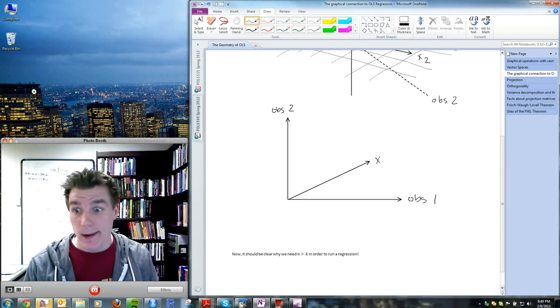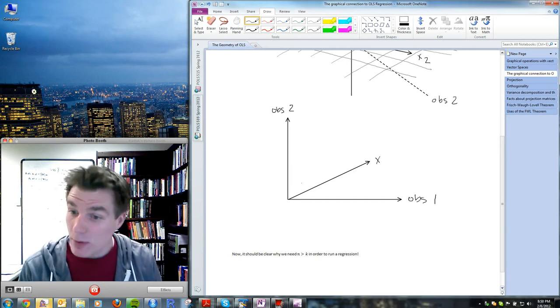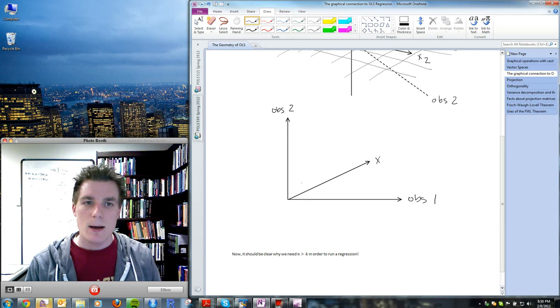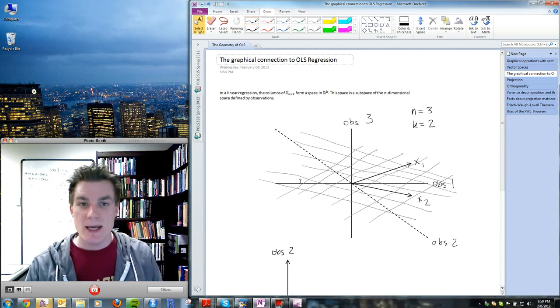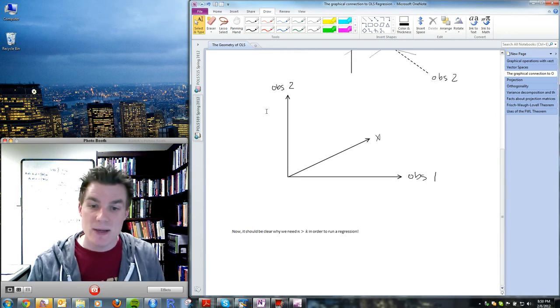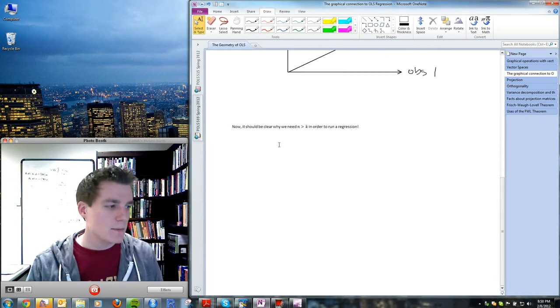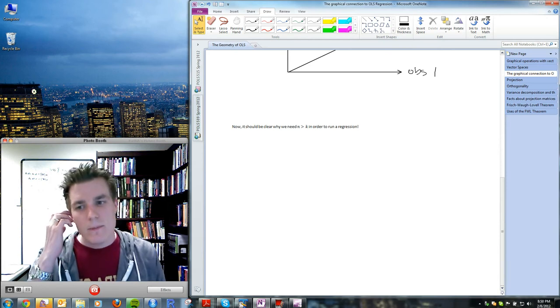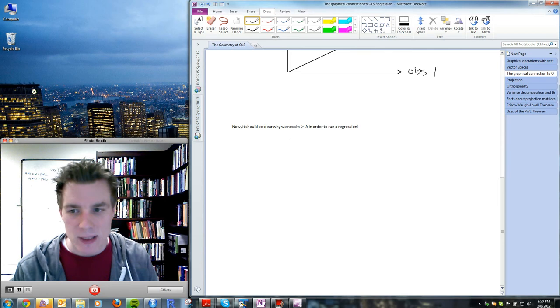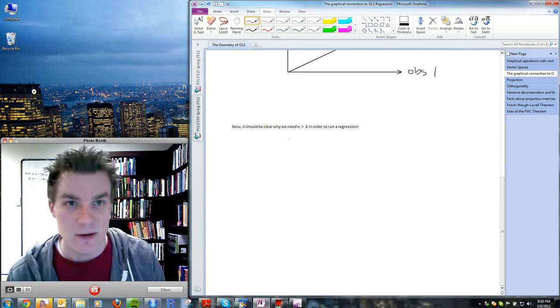A 1-dimensional space is a line. A 2-dimensional space is a plane. So I've got a line in a plane. That's just a more colloquial way of saying what I said up here. The space formed by the columns of your independent variable matrix is a subspace of the space created by observations. And what this should make clear to you is why we need n to be bigger than k when we run regressions, which is to say why we need more observations than we have independent variables.